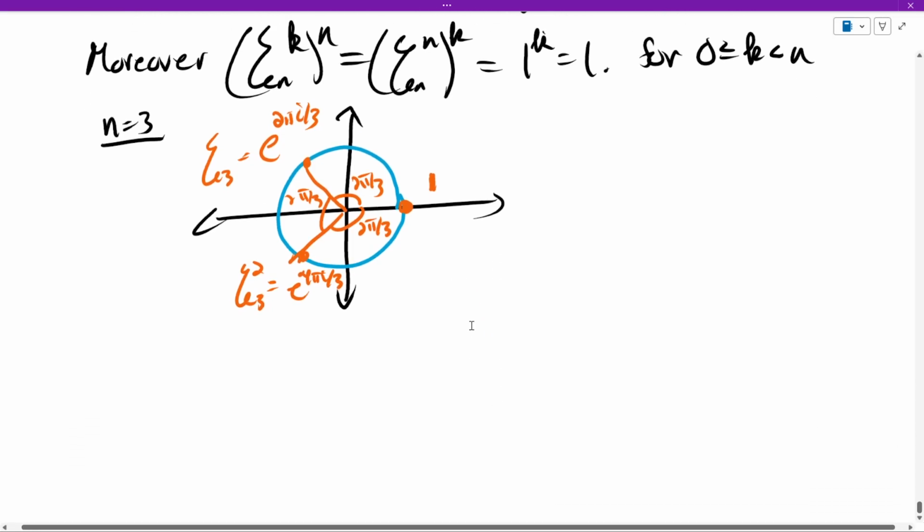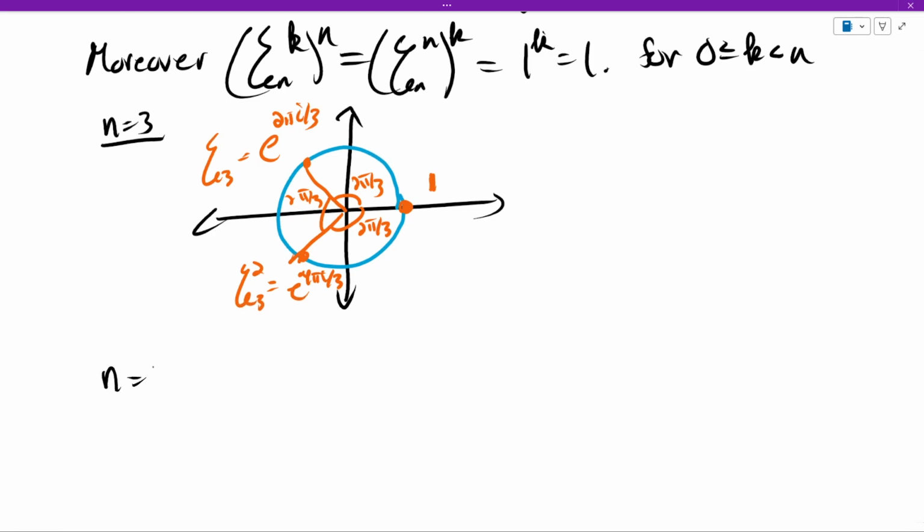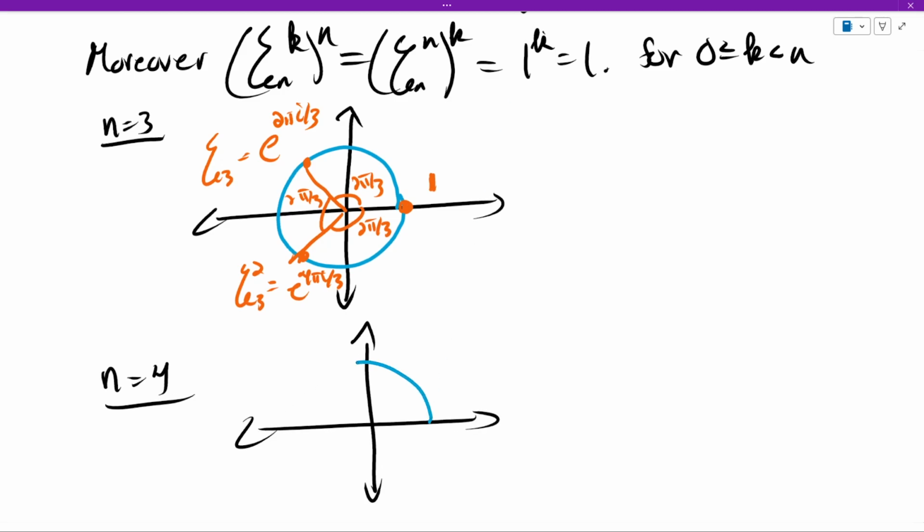So how would we do n equals 4, for example? Well, we do the same thing. So we draw the unit circle. There it is. Mark 1. There it is. Put 3 other points equally spaced, making an angle of 2 pi over 4, which is pi halves, which is 90 degrees. And so we get zeta 4 is actually i. Zeta 4 squared is negative 1, and zeta 4 cubed is negative i.